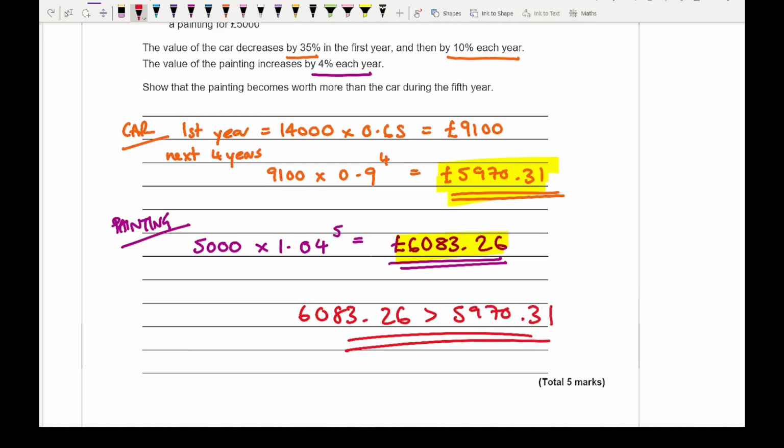Now, if you did work out the percentages and the values of the car and the painting separately, so you took it from each year and you did some form of table, your percentages might be slightly different. Now, with me using decimal multipliers, my answer is probably a little bit more accurate, but the Markscheme does allow you to work it out separately. So if you find that the value of your car and the painting is slightly different to what I've got on the screen, you still may be correct. So it's worth definitely checking the Markscheme, because they will show all the possible answers that will give you the 5 marks.